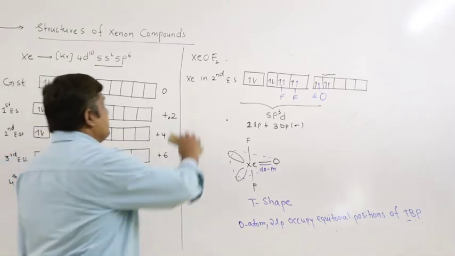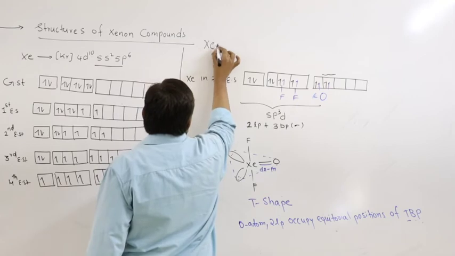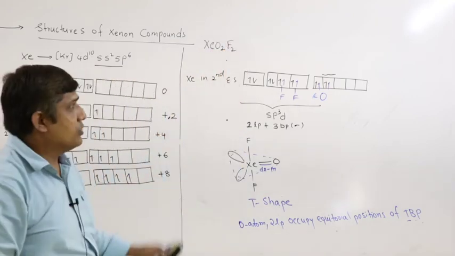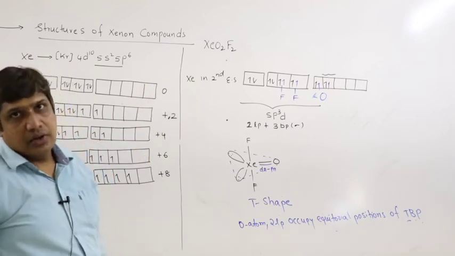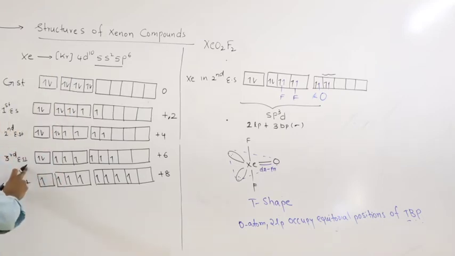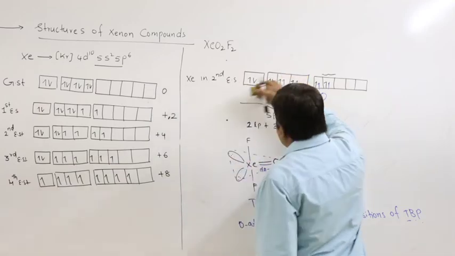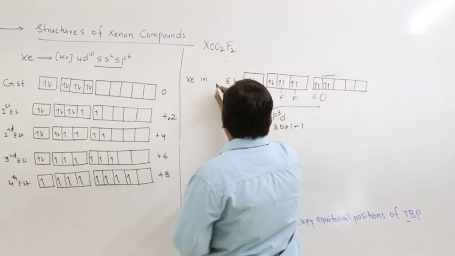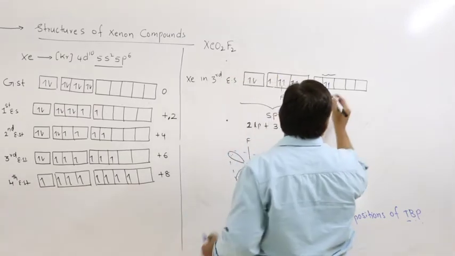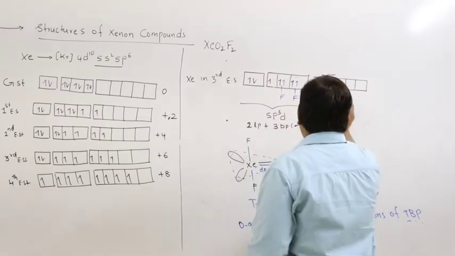Next molecule, XeO2F2. That means we are adding one more oxygen. So if you add one more oxygen, you require 2 more electrons. So we have to go for the third excited state. So what happens in the third excited state? One of these electron pairs is excited to the next higher energy level.